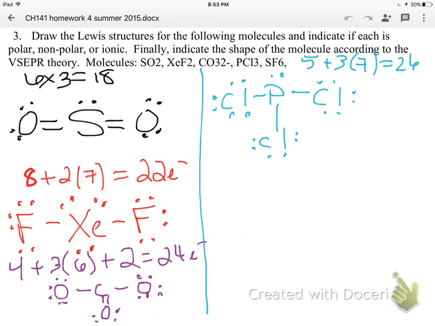Alright, so our last one is SF6. So SF6, S is in group 16, so it's 6 plus 6 times 7, because there's 7 valence electrons for fluorine. Alright, so that means we have 48 electrons. Okay. So we put, I guess, the sulfur in the middle, because it's the first one written, and then fluorines all around.